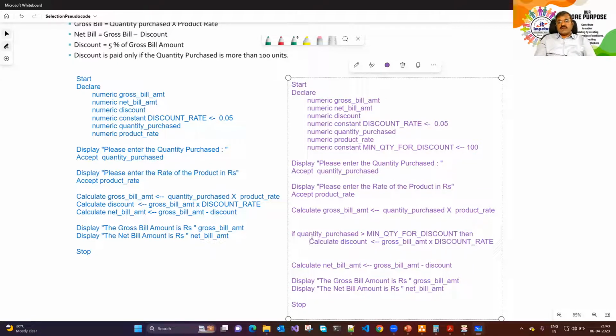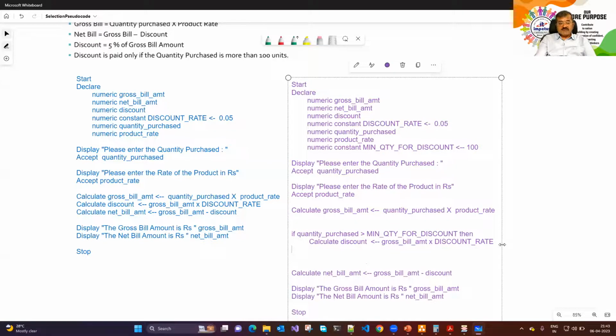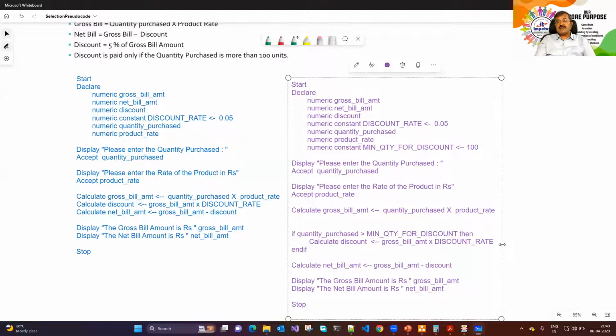So we can look at this indentation. If quantity purchase is greater than minimum quantity for discount, then I'm going to calculate it. So if I say if, this if should also have an end if. यहाँ खत्म हो गया. जैसे आपने Linux script में क्या था? If and fi.